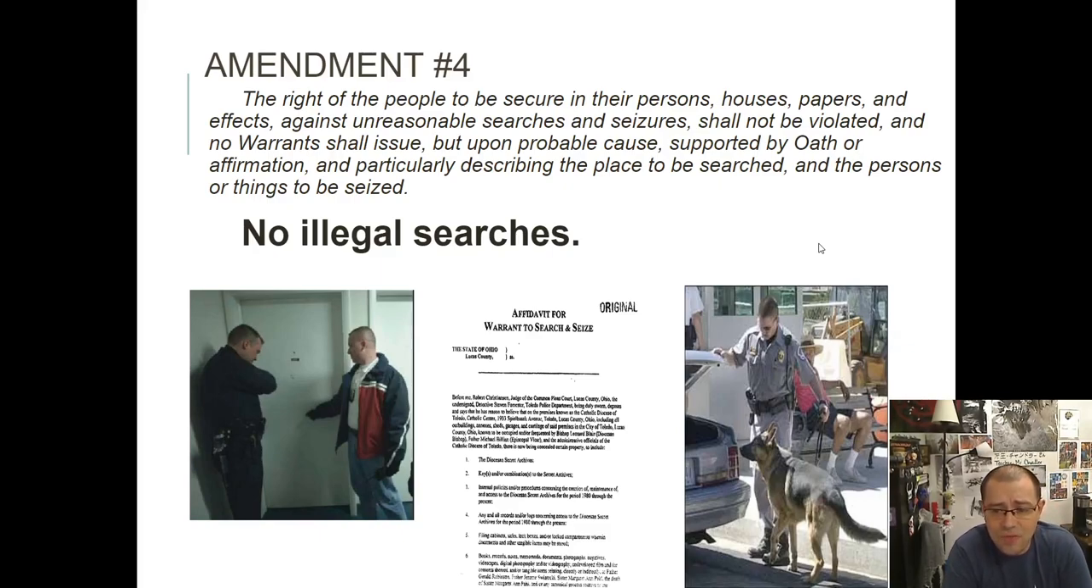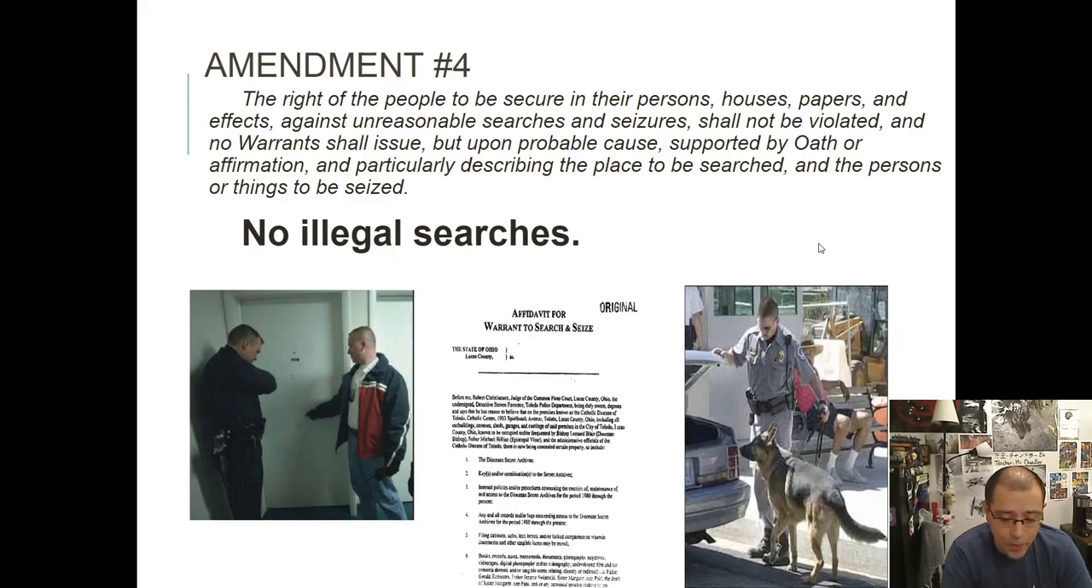So it actually is very, very clear of when and when not law enforcement or the government in general can search or seize your person, house, papers, effects. So very clear. So this includes arrest, by the way, right? Arrest is being seized by the government.